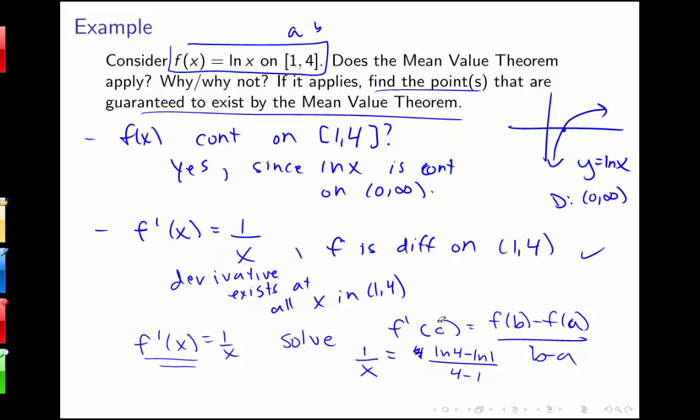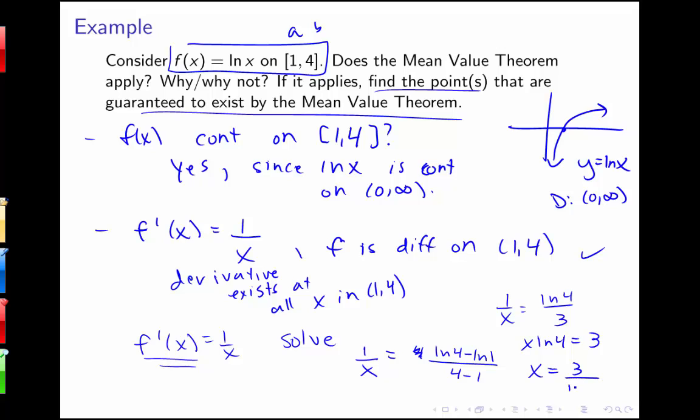So let me give us a little bit more room here. So we're going to be solving this for x, and that will be the value that's guaranteed by our theorem. So remember, the natural log of 1 is 0, so we have 1 over x equals natural log 4 over 3. So we have x ln 4 equals 3, or x equals 3 over the natural log of 4. So that's the location that would be guaranteed to exist by this theorem.